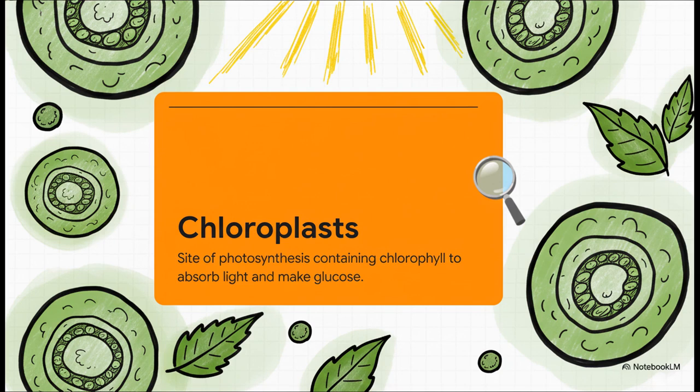The chloroplasts. These are the ultimate food producers. Chloroplasts are the literal site of photosynthesis. Inside them, there's this green pigment called chlorophyll, which, fun fact, is exactly what gives plant leaves their bright green color. This chlorophyll soaks up light energy from the sun, and the cell uses that energy to manufacture its own food, specifically glucose. How cool is that?